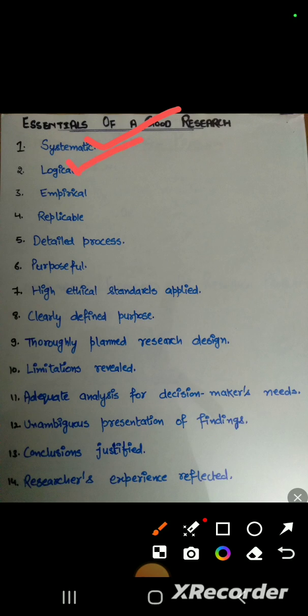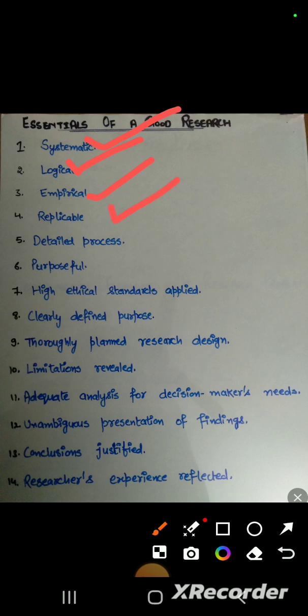Next is good research should be logical. This implies that research is guided by the rules of logical reasoning, and the logical processes of induction and deduction are to be followed while carrying out the research. Logical reasoning makes research more meaningful in the context of decision making. Third essential is good research is empirical. It states that research is related basically to one or more aspects of a real situation, and it provides the basis for external validity to research results.